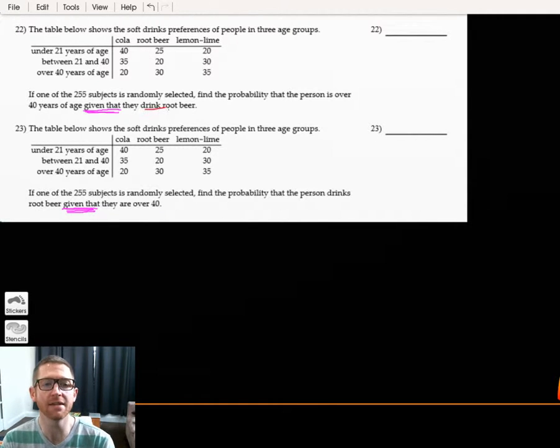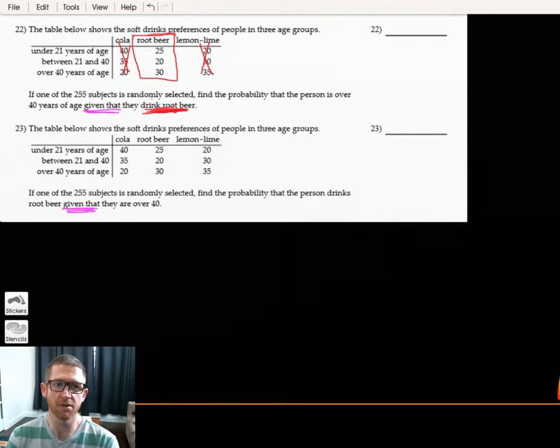So you know this happens. You know they love the suds. Okay, they drink root beer. So you know they prefer root beer right here. They are not cola drinkers or lemon lime drinkers. They are root beer drinkers. So the numbers in the cola and lemon lime columns are not even relevant. You're only selecting from this subgroup.